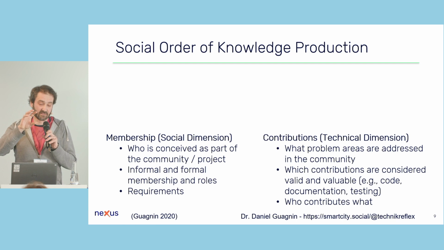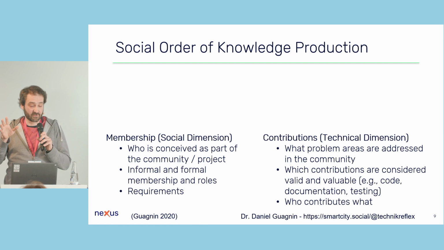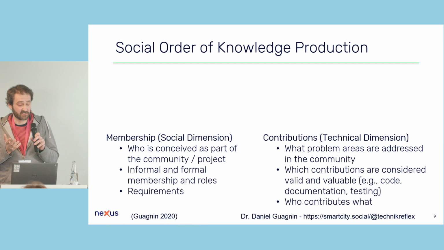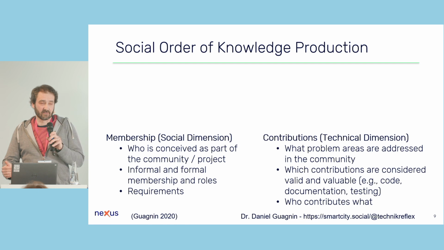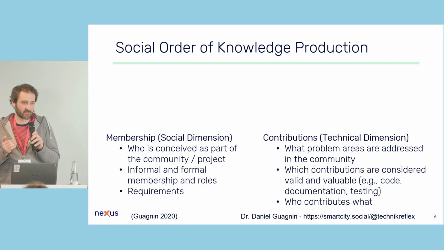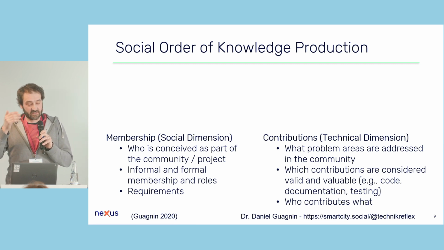And when we look at the social order of knowledge and software production, we have mainly two dimensions, namely membership. So we can ask who is conceived as part of the community. We have informal and formal memberships and roles, and different requirements attached to these roles. And on the other side, we have contributions. More the technical dimension: what problem areas are addressed in the community, which contributions are considered valid and valuable, which kind of code, for instance, and documentation is valid, and who contributes what.